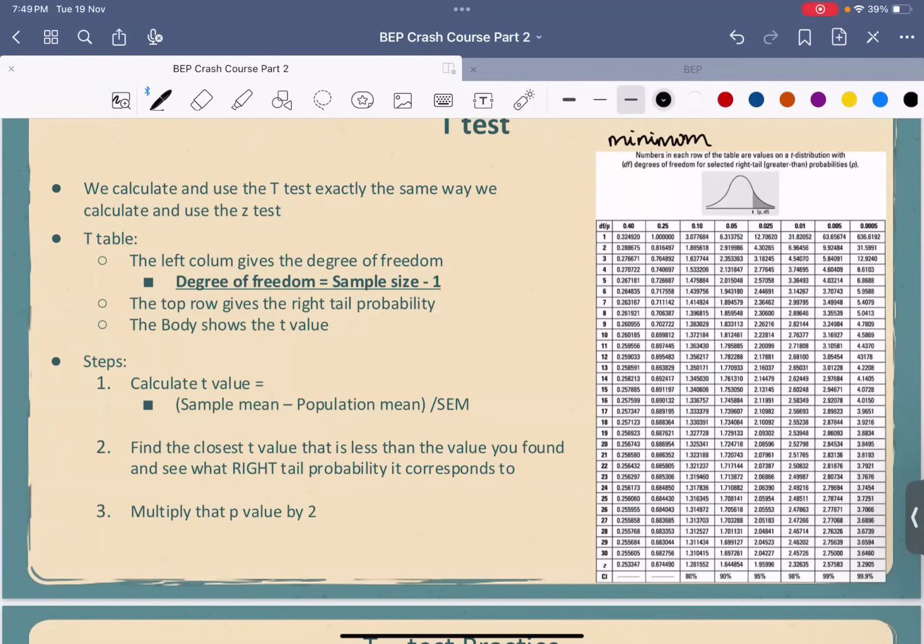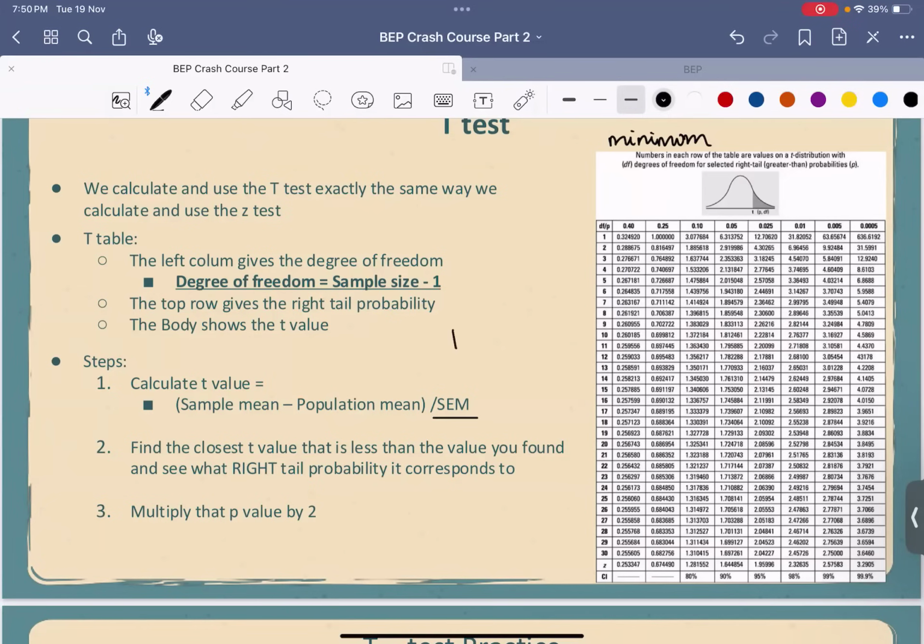So the steps again: calculate the t-value, which is the sample mean minus the population mean over the SEM. Obviously, we use the SEM because it's a sample. We never use a t-test when we know the actual population. Find the closest t-value that is less than the value you found, okay?